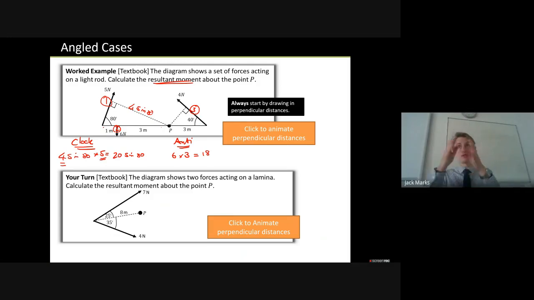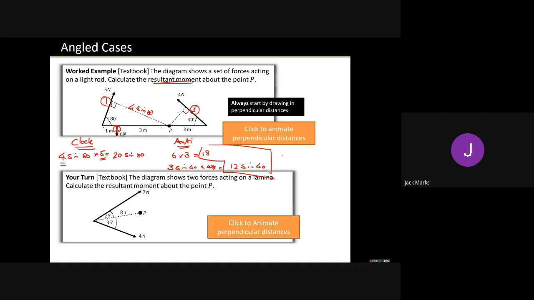The last one, to the right and up, that's anti-clockwise. So that's going to be 3 sine 40 times by 4. So that's going to be the same as 12 sine 40. So what you would do is you will add that up together, okay? And you will sort of compare these, do a subtraction, and you'll find out which one is dominant.